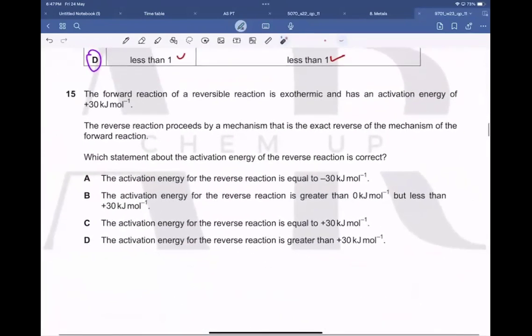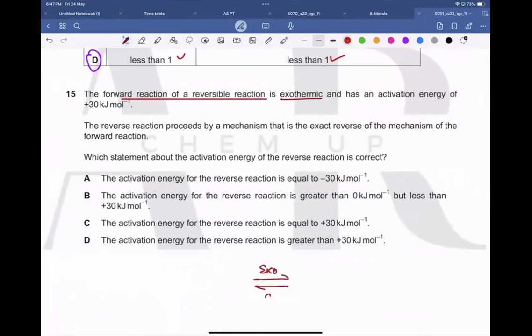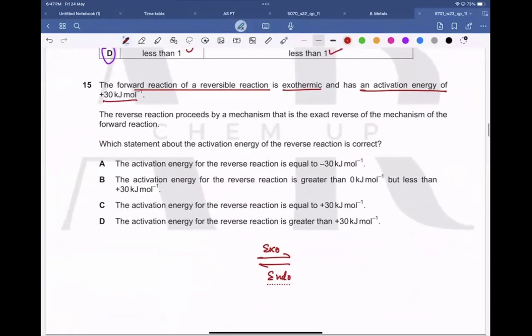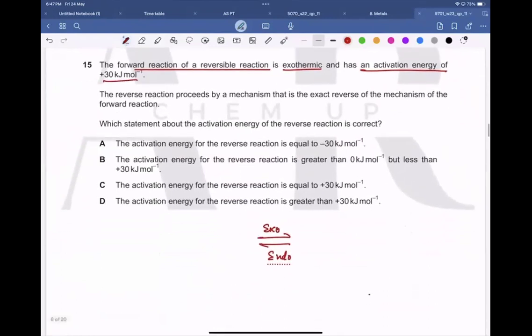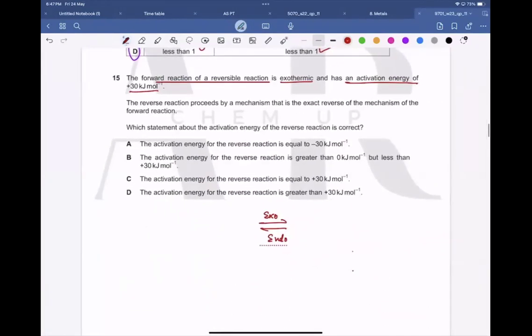Now, question number 15. The forward reaction of a reversible reaction is exothermic. Okay, it means this is exo. So obviously the backward reaction would be endo and has an activation energy of positive 30 kilojoule per mole. So it means that forward reaction is exo, which means if I make the profile diagram, it would be like this, and this is positive 30 kilojoule per mole.